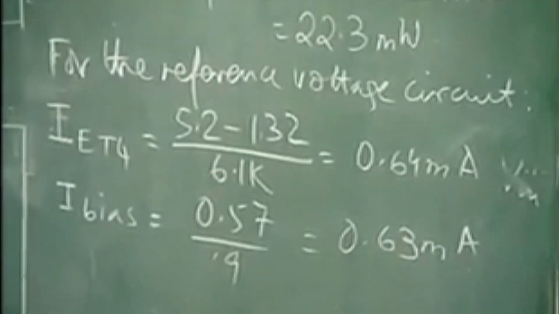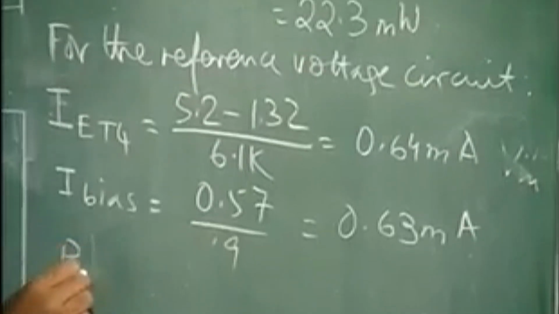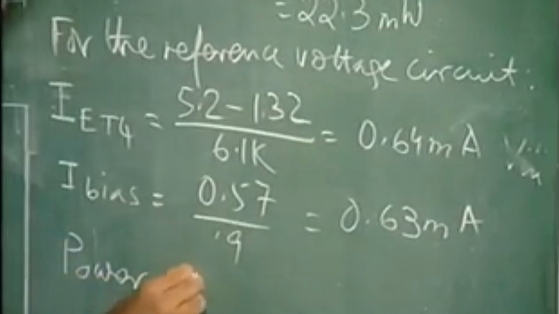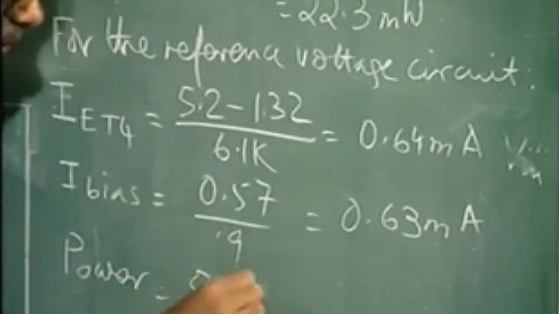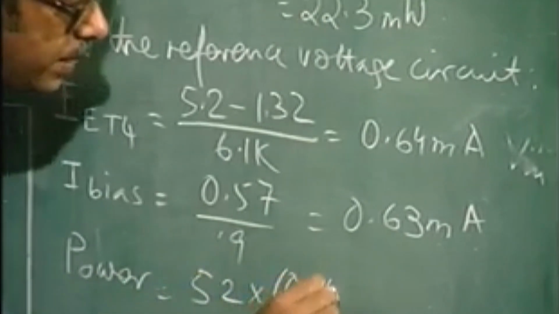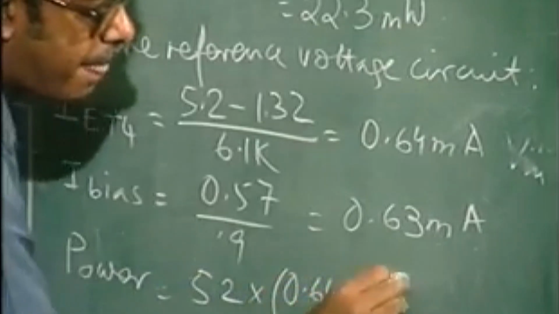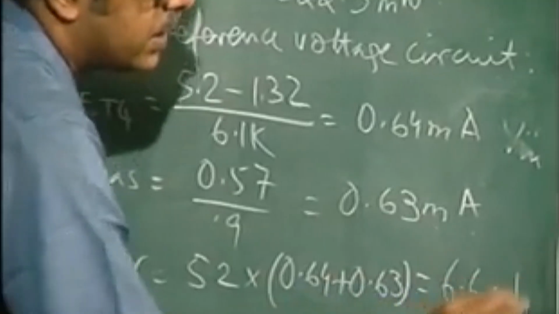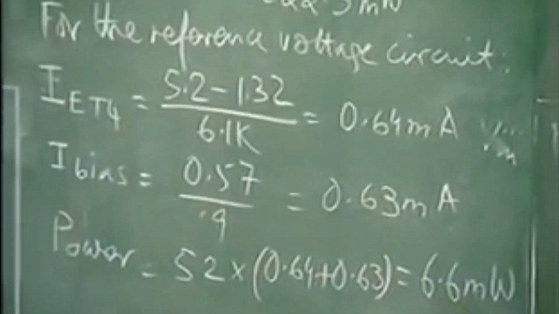So, the power consumption is 5.2 volts into 0.64 plus 0.63, which is equal to 6.6 milliwatts. We just make this calculation.